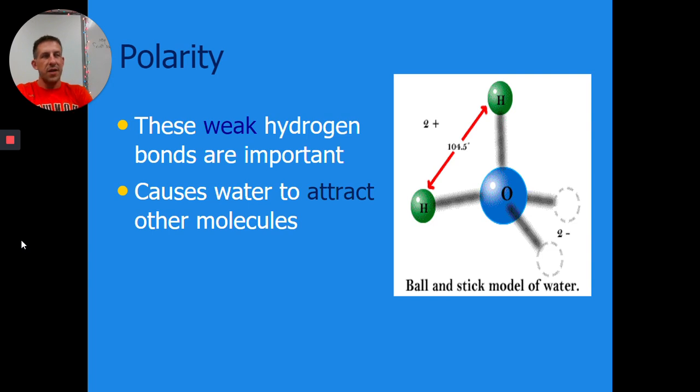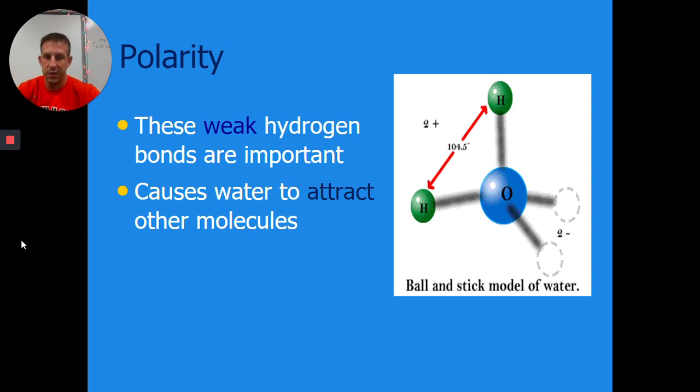Okay, and so when we see water molecules, oftentimes we see hydrogen bonds causing those water molecules to interact either with themselves or with other things. Okay, so this polarity begets these weak hydrogen bonds, which are extremely important to biological systems. And we'll talk about, in more ways than just one, how these hydrogen bonds are important to biological systems.